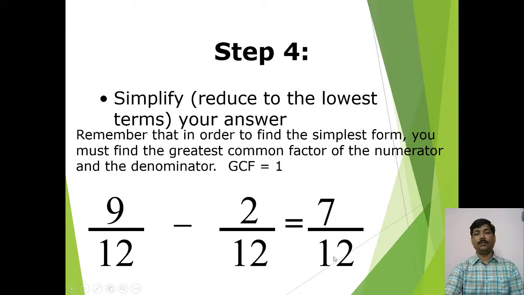Here the answer is 7 upon 12. Remember that in order to find the simplest form, you must find the greatest common factor of the numerator and denominator. Here the highest common factor is 1. So this fraction 7 upon 12 is in its simplest form. This will be your answer.